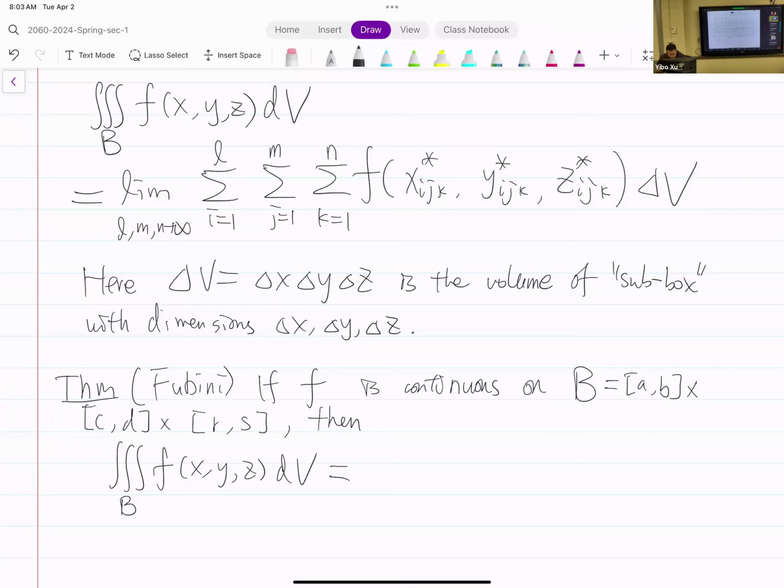Here you can use whatever order that you want. So let's say we put x on the most outside, y in the middle, and z on the inner. So that's going to be from A to B dx. Then we just follow the order. Whatever integral sign we put, we put the corresponding differential notation. So from C to D in the middle is for y, and from R to S is for z. And finally we put in the function.